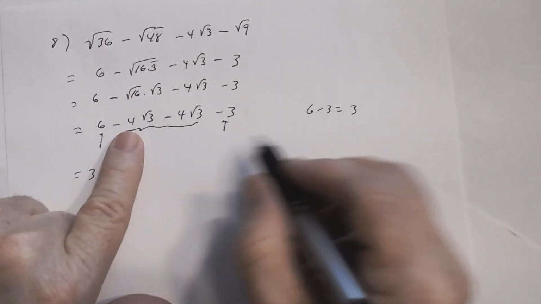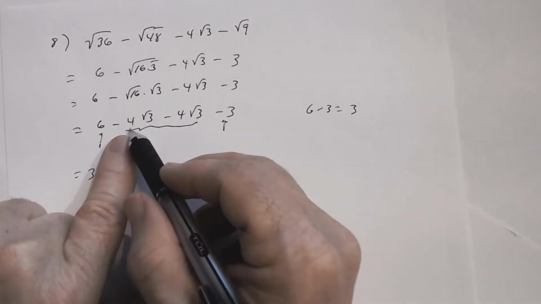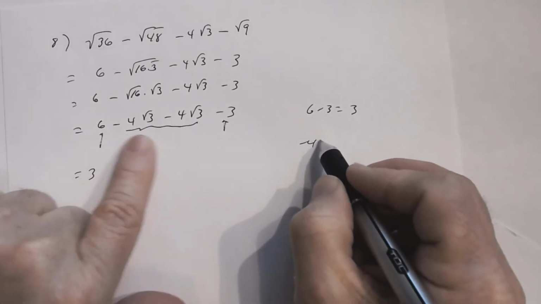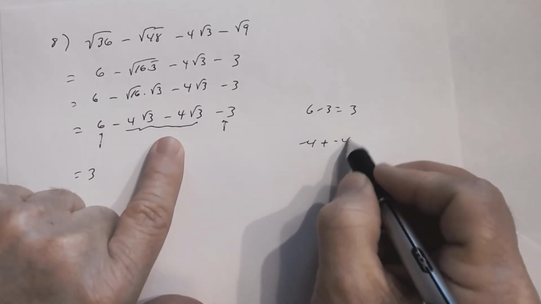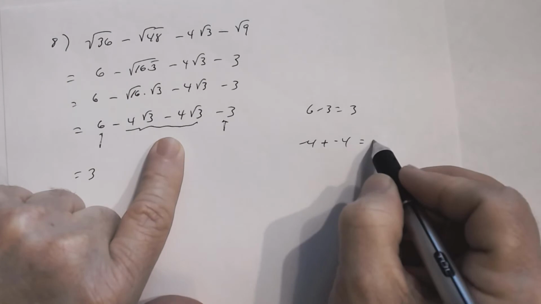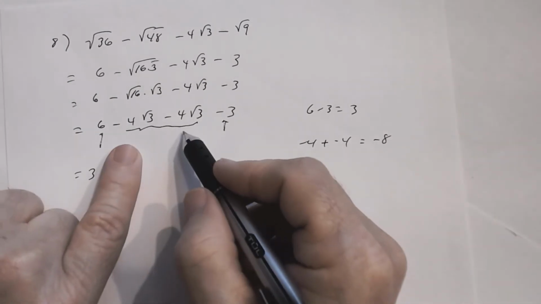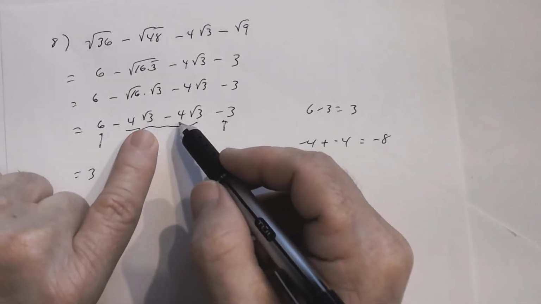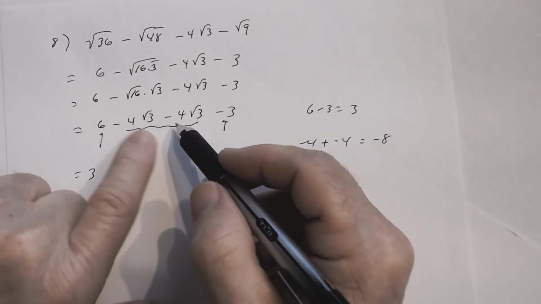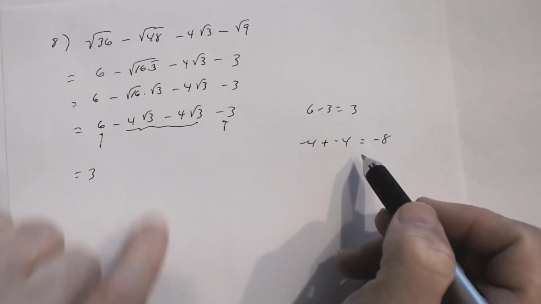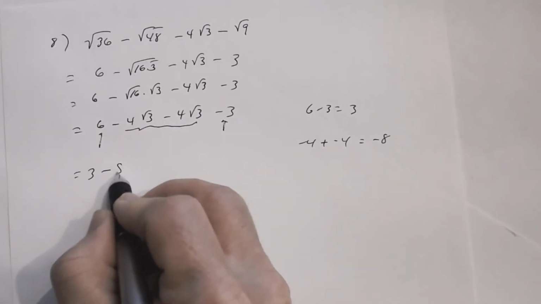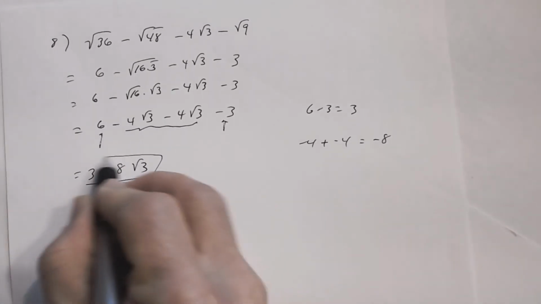Okay, so remember, look at the coefficients of the radical. So a negative 4, and then I have another negative 4. So it's a negative 4 and a negative 4, negative 8. So don't say that's 0, because those are not opposites. Those are the same terms. So a negative 4 and a negative 4 is a negative 8. So I get 3 minus 8 square root of 3, and that's your answer.